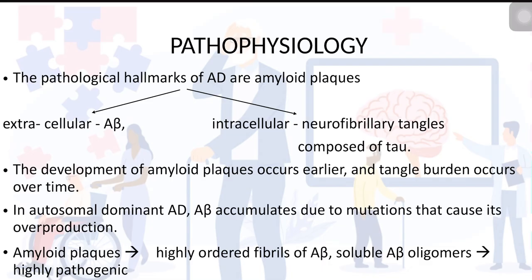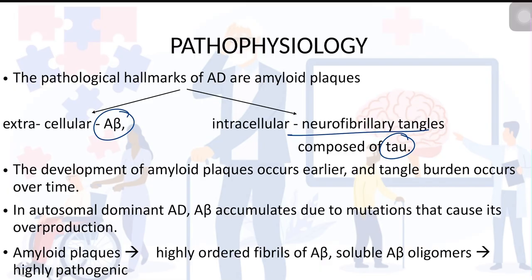What is the pathophysiology of Alzheimer's? The pathophysiological hallmarks are the amyloid plaques. It can be extracellular or intracellular. Extracellular it is A beta and intracellular it is neurofibrillary tangles composed of tau. Further, the development of amyloid plaques occurs early and the tangle burden occurs over time. In autosomal dominant Alzheimer's, the A beta accumulates due to the mutation, thus causing overproduction of the A beta protein.